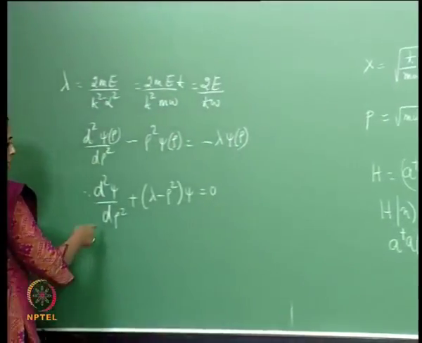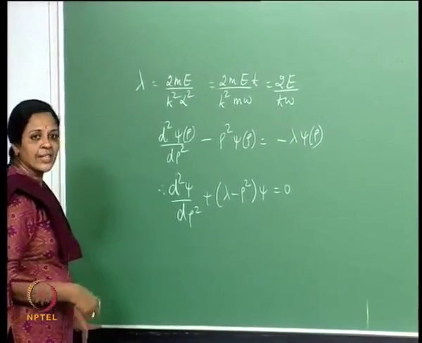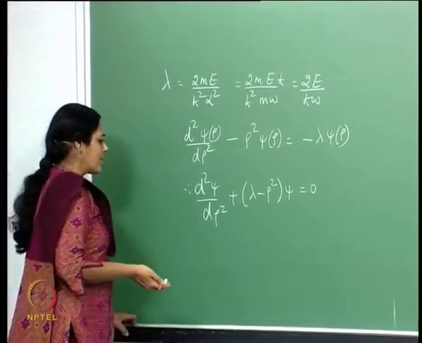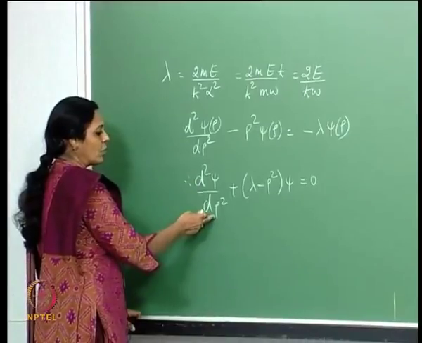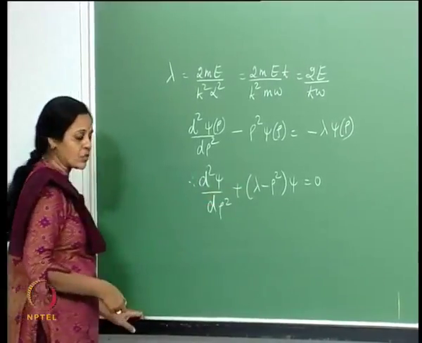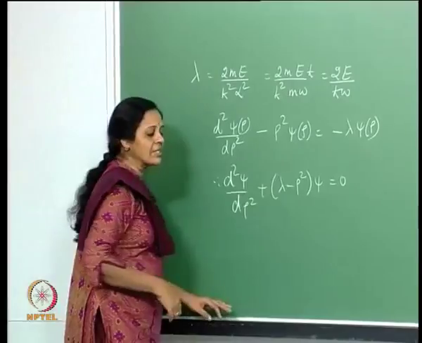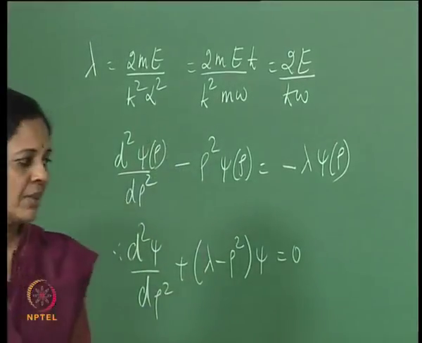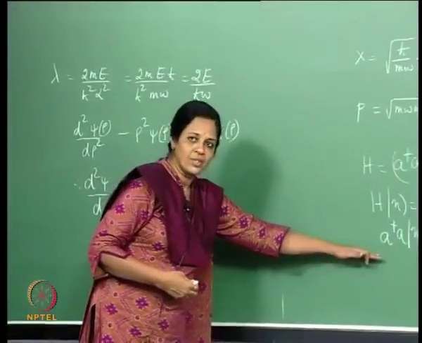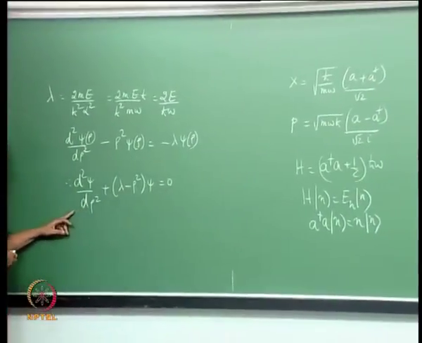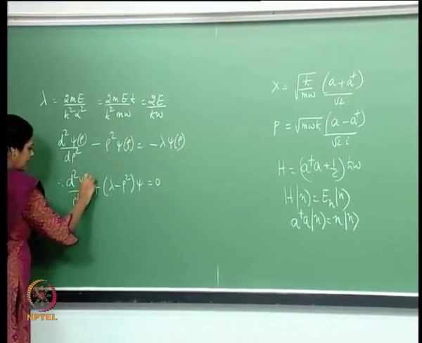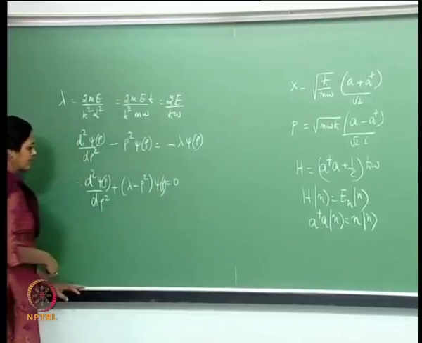The analog of that is precisely this, except that I have written it in the position representation, and therefore I have d by d rho and so on occurring here, and rho squared and so on, but the whole thing has been recast in terms of dimensionless quantities. So it is like writing this equation in the position representation. That is what I have done. So I have psi of rho here.